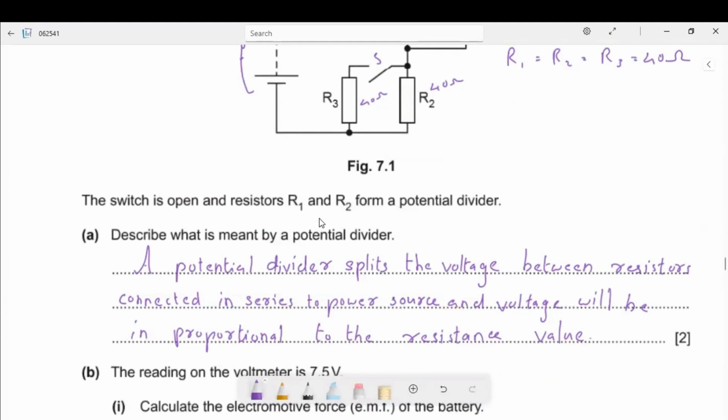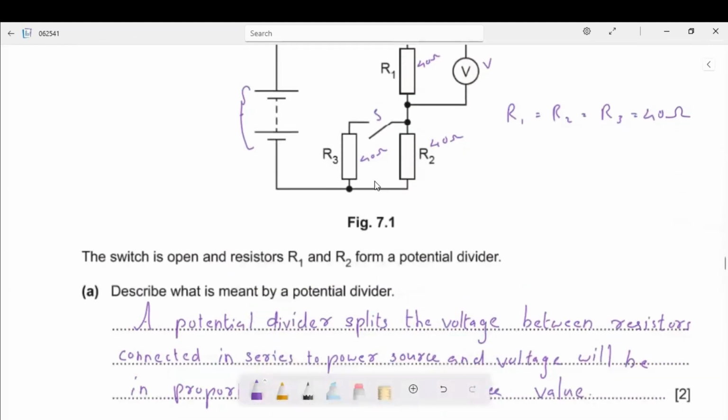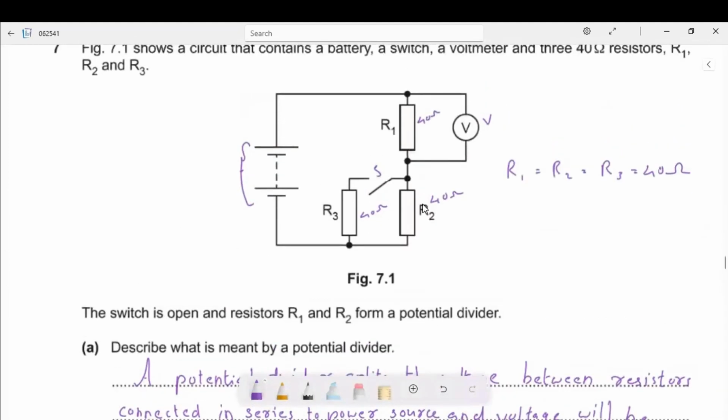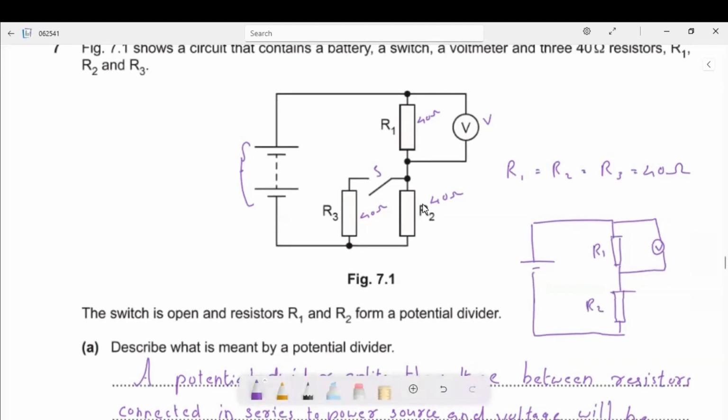The switch is open. The resistors R1 and R2 form a potential divider. So here the switch is in the open condition. R1 and R2 form a potential divider circuit. That means here one supply voltage is there, and two resistive networks R1, R2. The voltmeter is connected across R1. This is R1, this is R2.